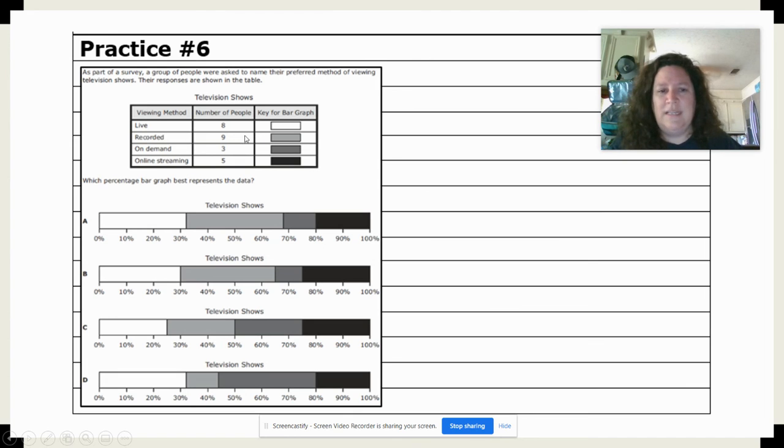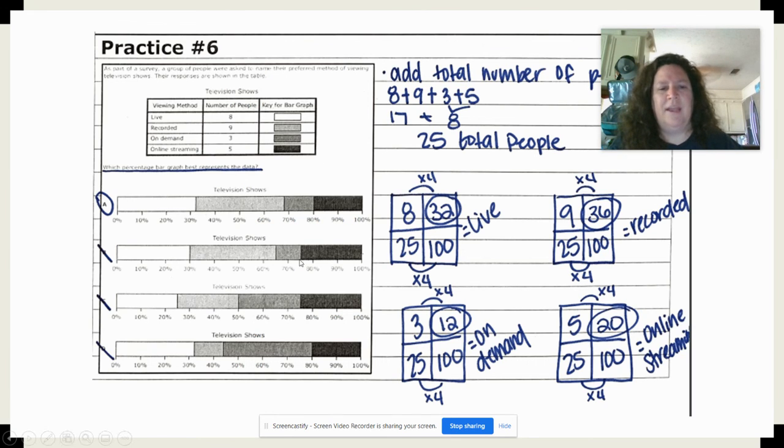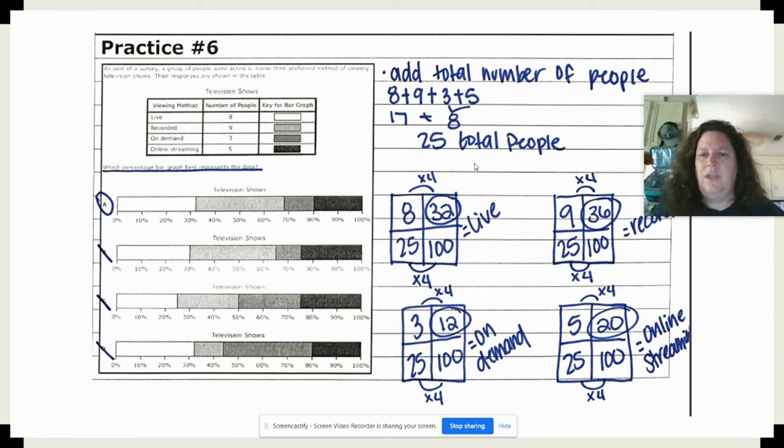Recorded is going to need to be the biggest. Agreed? If you need to do proportion boxes and do percent over 100, do so. Okay? So notice that's what Miss Bridges did. She did the number of students, 25 total students, and did all of the proportion boxes so that she could decide which one it was.